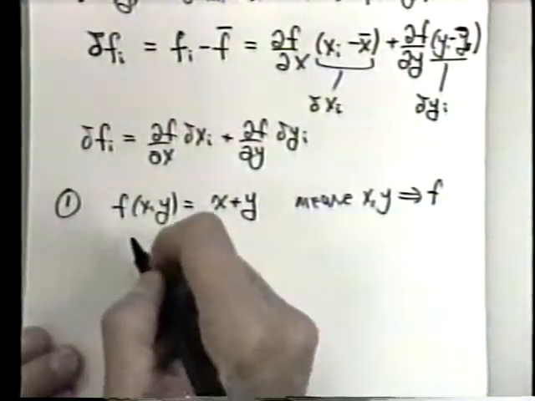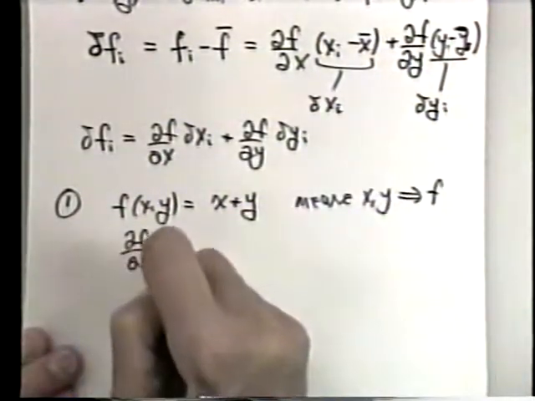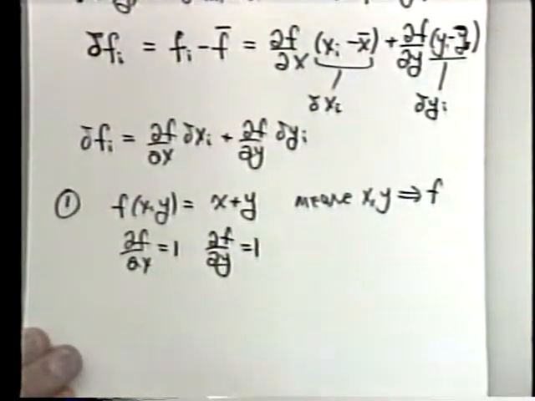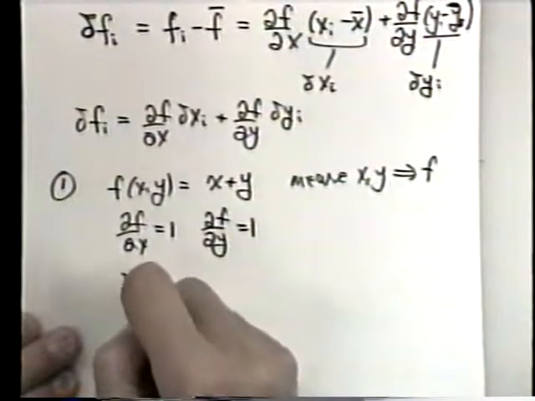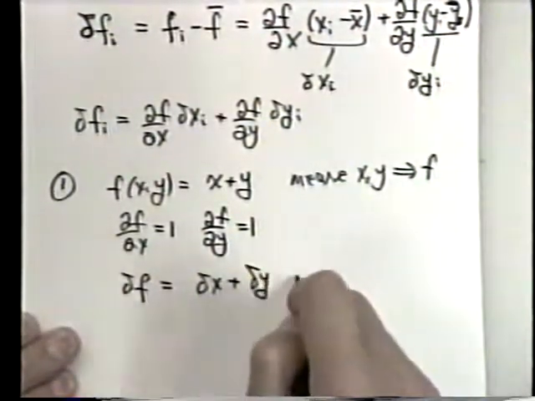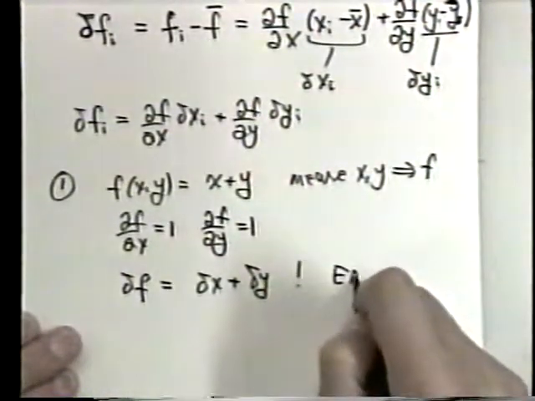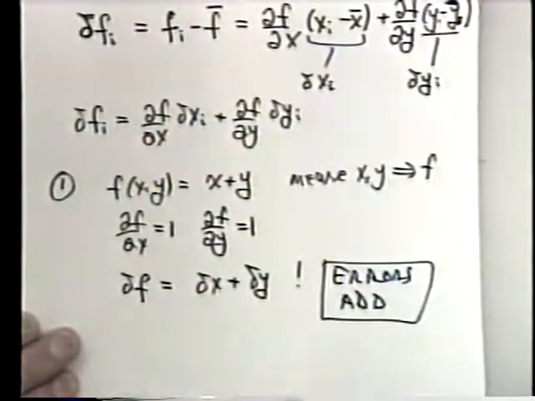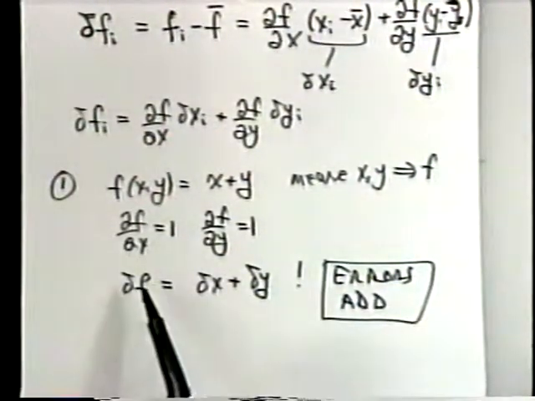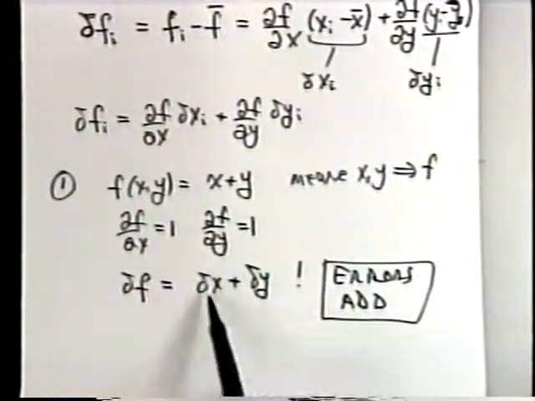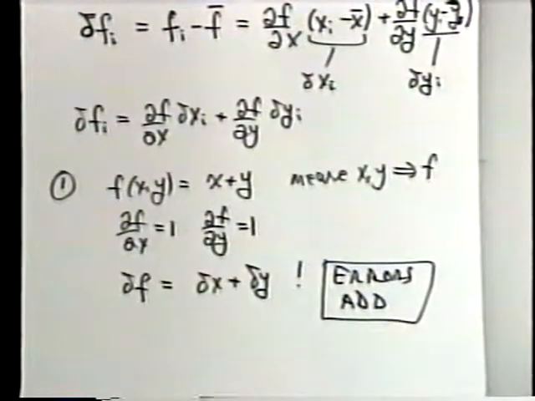So now if I compute the f dx here, that's equal to 1, and the f dy is equal to 1. So that means that the error in f is equal to the error in x plus the error in y. So all it means is that the errors add. Okay? So when I compute the value of f, if f equals x plus y, the error in the computation of f is equal to the error in x plus the error in y. Okay? So that's the first example.